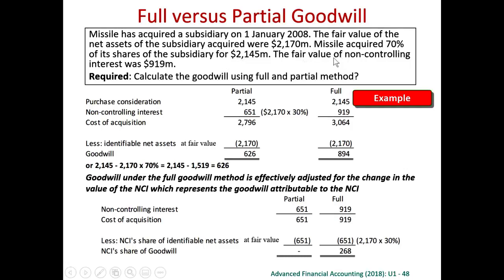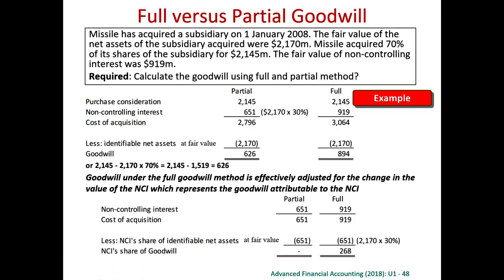For this question, the fair value of non-controlling interest is given: 919. So assuming that because we have got the fair value of non-controlling interest, we can measure non-controlling interest at fair value. Therefore, the full goodwill method will apply. So how much do I pay? I pay 2,145 for 70%. This is just for 70%. So there will be a 30% contributed by non-controlling interest.